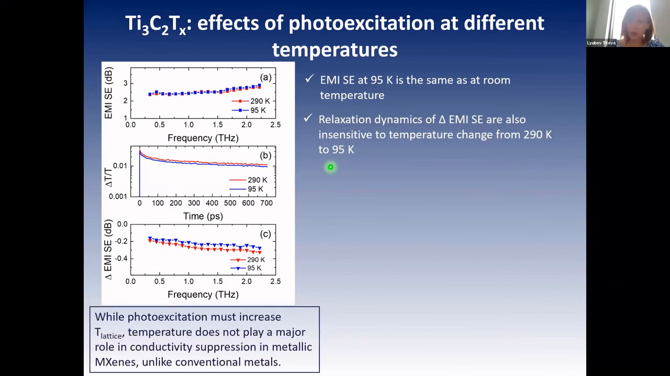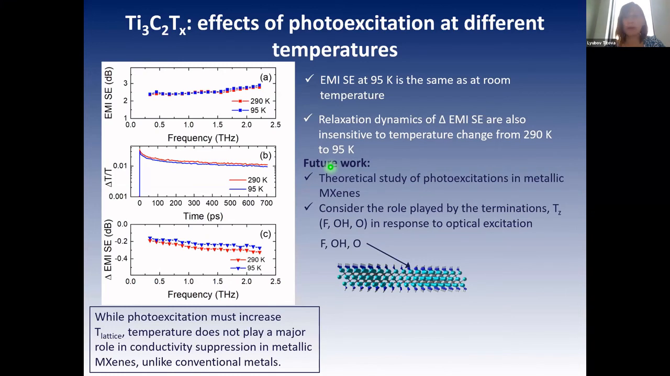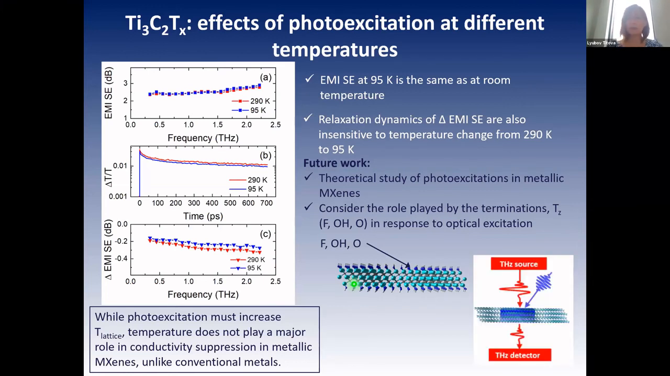So what we believe here is that while most certainly photoexcitation will increase lattice temperature, we do not think at this point that this increase in temperature is playing a major role in conductivity suppression in metallic MXenes, unlike in graphene and unlike in conventional metals. So this is where we would certainly welcome help from any theorists in the audience who have ideas of what we should be looking at. I do believe that termination might play an important role in these effects, and this is something that should be investigated further. However, even without fully understanding what is going on, we believe that there can be some very interesting applications where we would like to change the transmission or change the electromagnetic interference shielding dynamically for short periods of time, for nanoseconds.